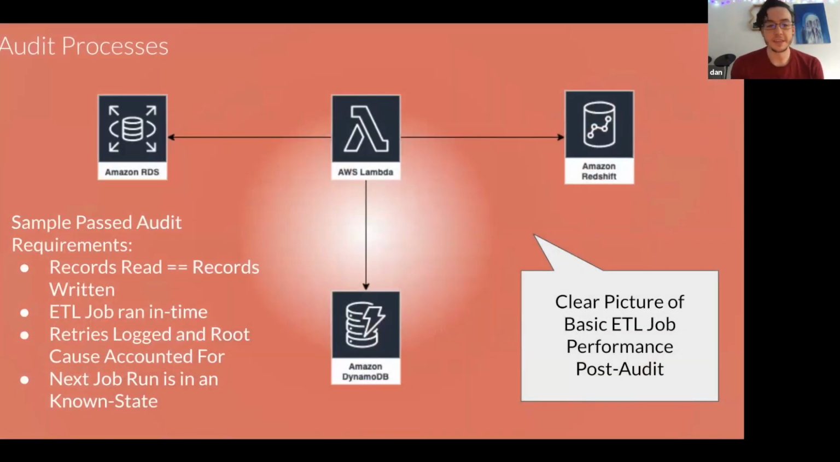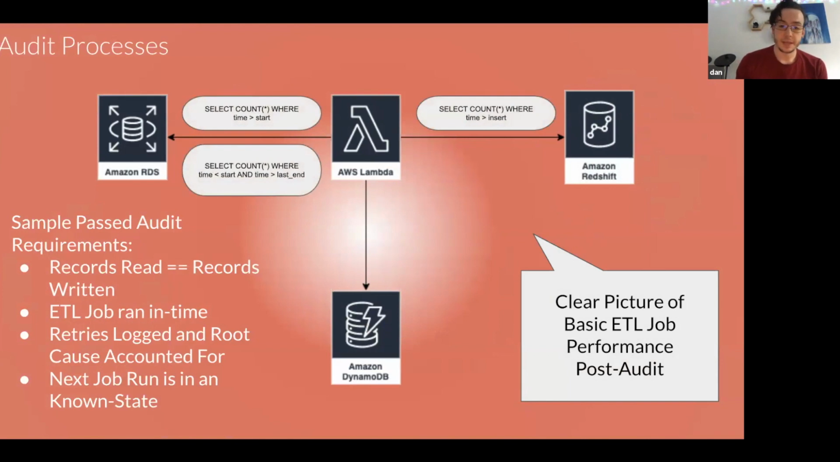So this would be a sample audit process. This is very highly dependent on the ETL job that you have. So I'm riffing here, but you would have your sample source system and your destination system. And you would have a Lambda that checks to see if the job ran in the expected amount of time, and if the number of records that you expected to have pulled was met. And then you can record that information in a database somewhere like DynamoDB.